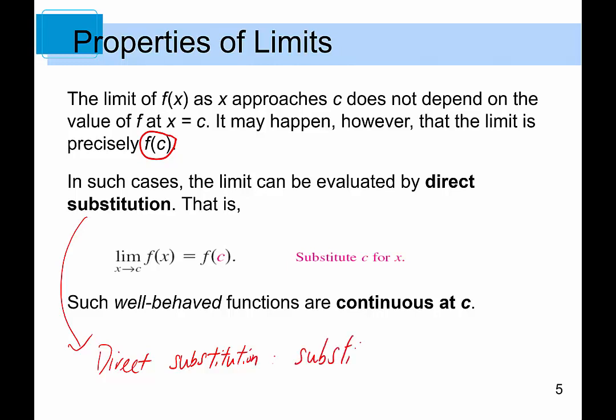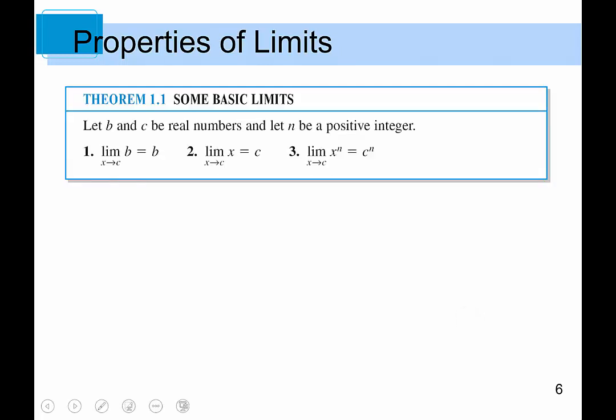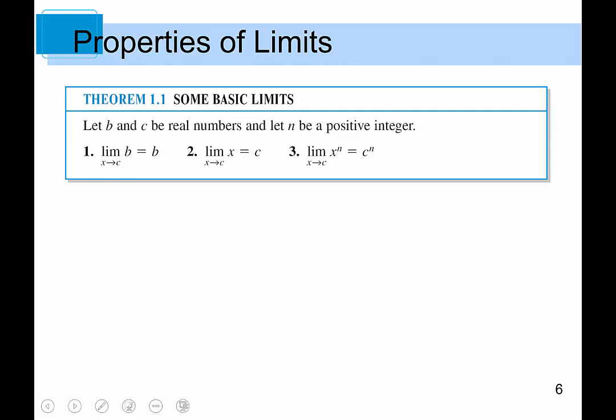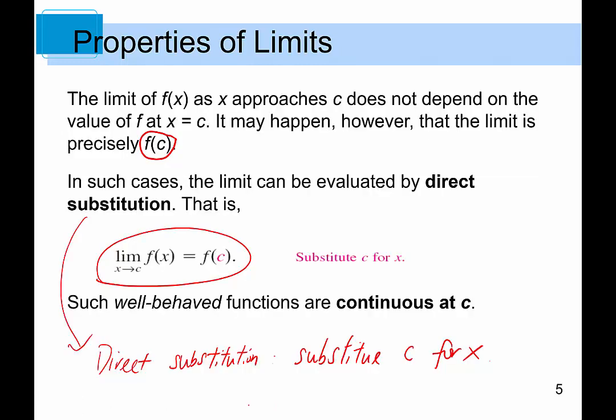Substitute c for x. So in this case, limit when x approaches c of f of x equals f of c. So such well-behaved functions are continuous at c. So anytime you can use a direct substitution, that means the function is continuous at x equals c.